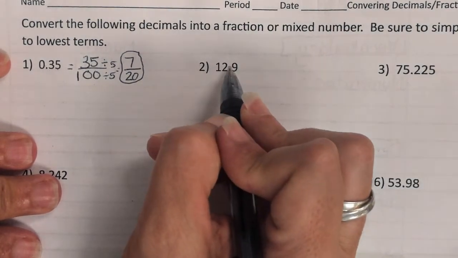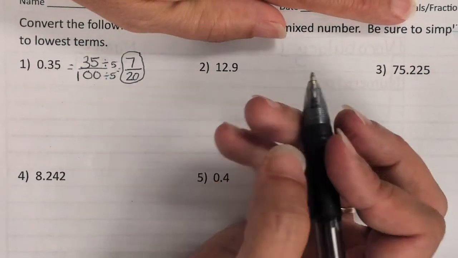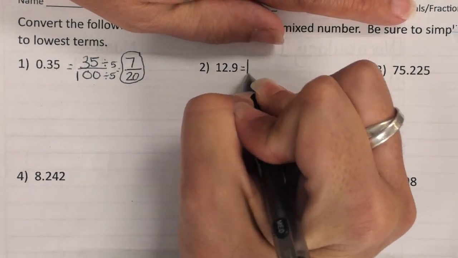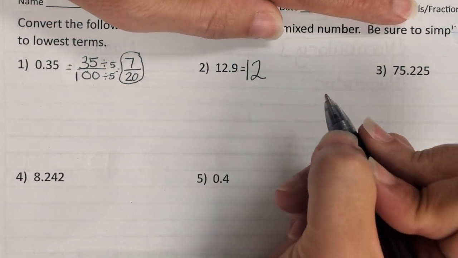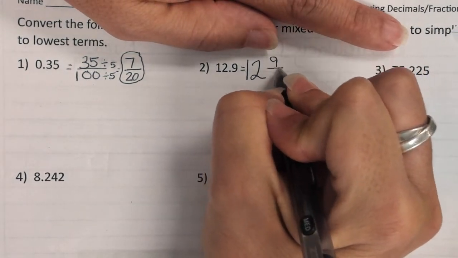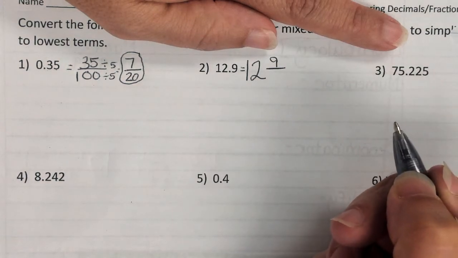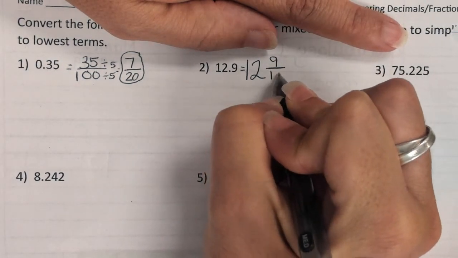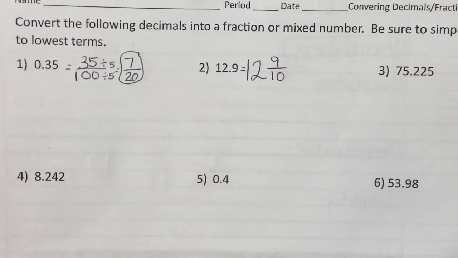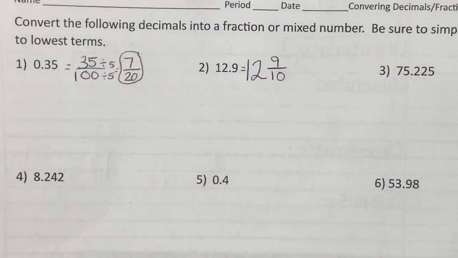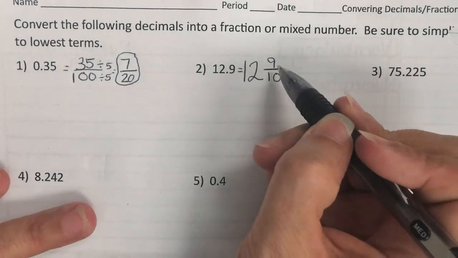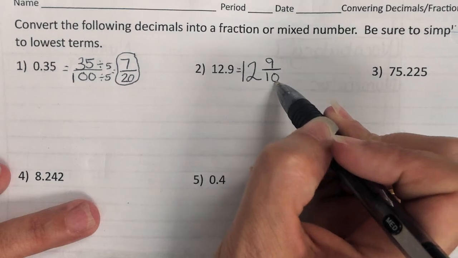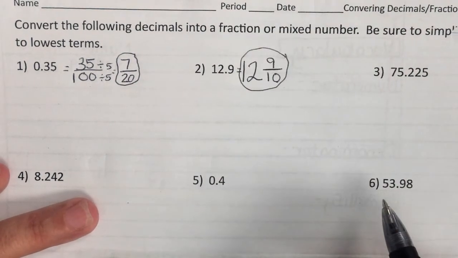Okay, so look at number 2. Big 12 in the front, right? And then 9 over 10. 1 and 0, right? Because 9 only has one number, so 0 down the bottom, 1 0. It's kind of a trick. I hate to teach it to you, but it works. Okay. Can 9/10 simplify? No, nothing goes into both of them.